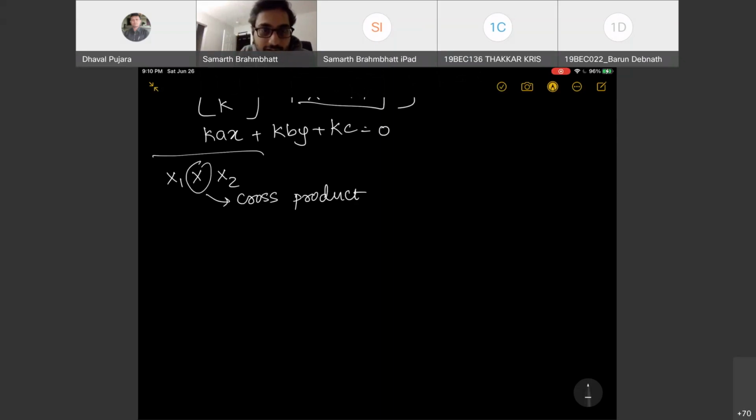And Pujara sir, this whole whiteboard system is working, right? You can see the writing and everything. Yes, Samarth. Okay, good.